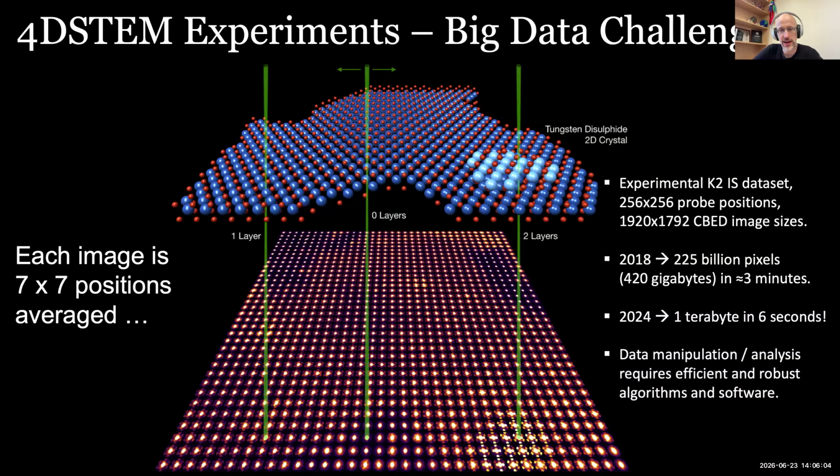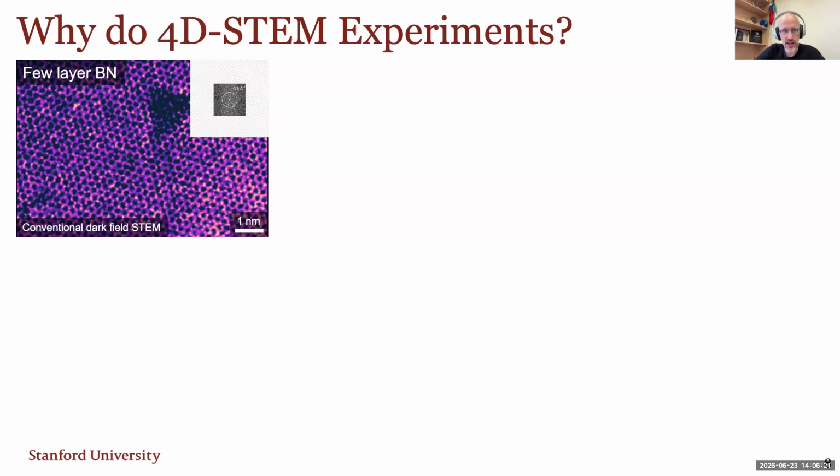Now our detectors operate over 100,000 frames a second, and we can get 1 terabyte of data every 6 seconds here. And so this is why we need robust software analysis methods to be able to process all of this data here. And this is where machine learning can really help us out. So why would we collect all of this information?